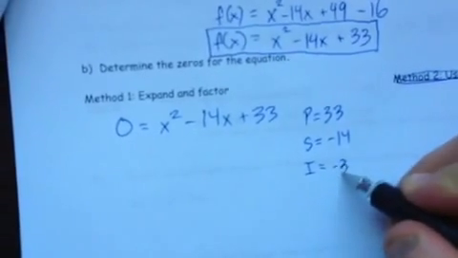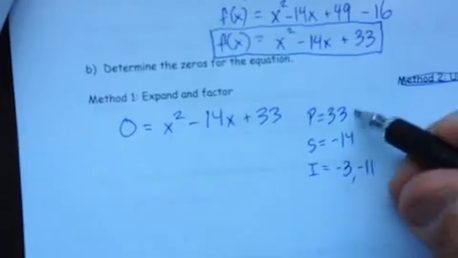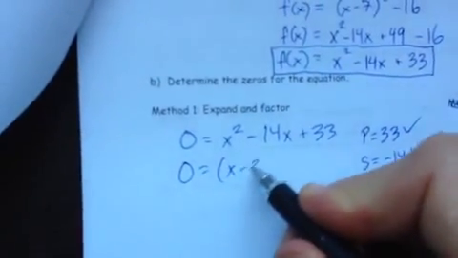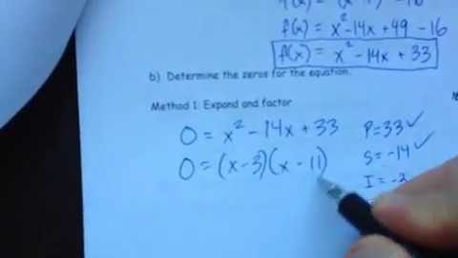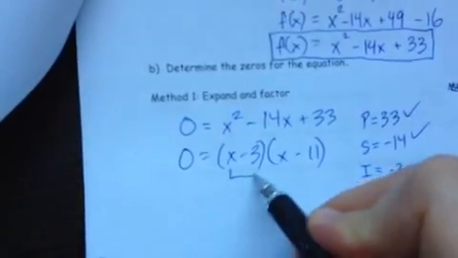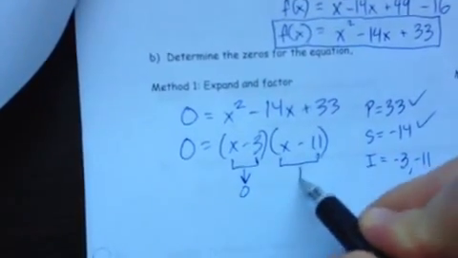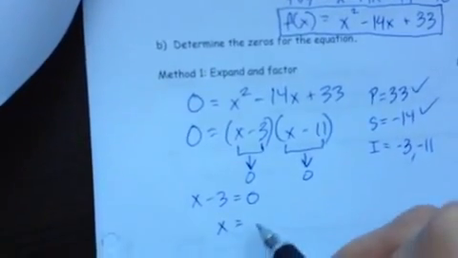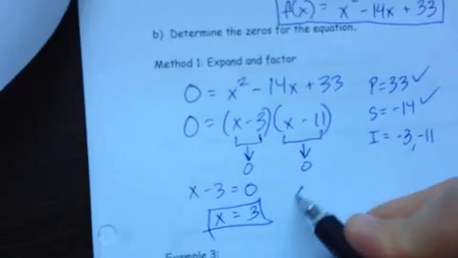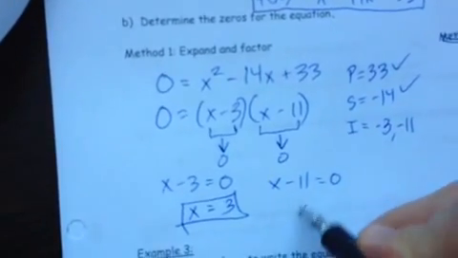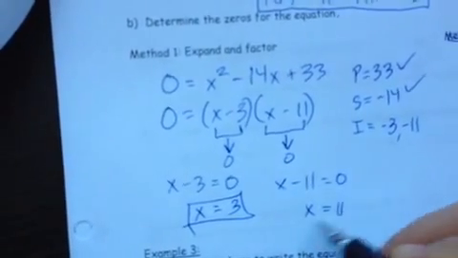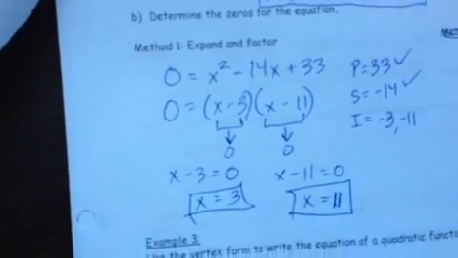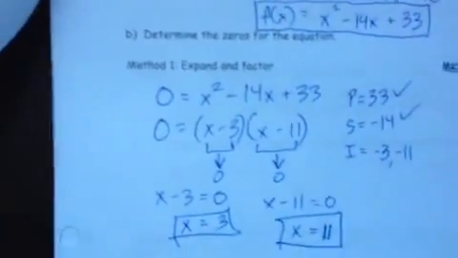The two numbers are negative 3 and negative 11. That times that is that. That plus that is that. So you end up with the first factor of (x minus 3) and the second factor of (x minus 11). Now, from the zero product property, what makes this bracket 0 and what makes this bracket 0? Well, when x minus 3 is equal to 0, that means x is equal to positive 3 when you bring that over. And when x minus 11 is equal to 0, that means x is equal to, bring this over, positive 11. So my two zeros are 3 and 11.